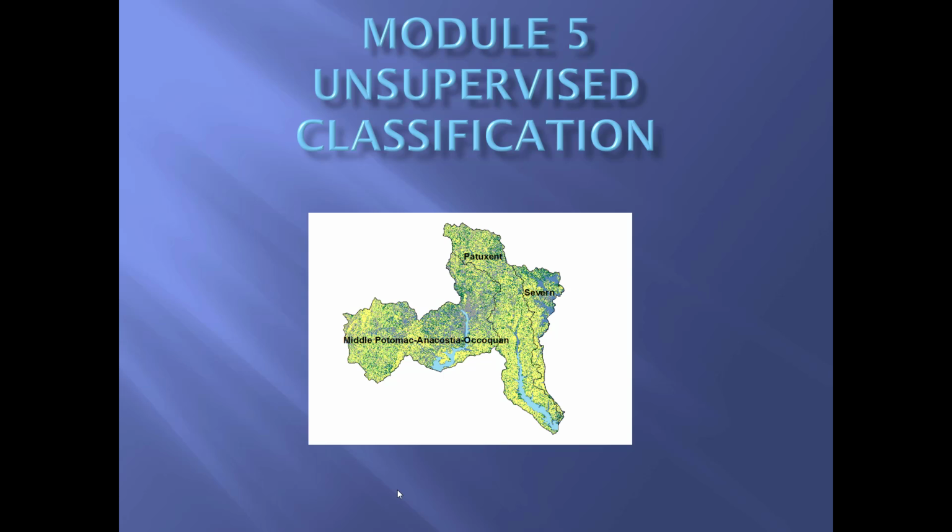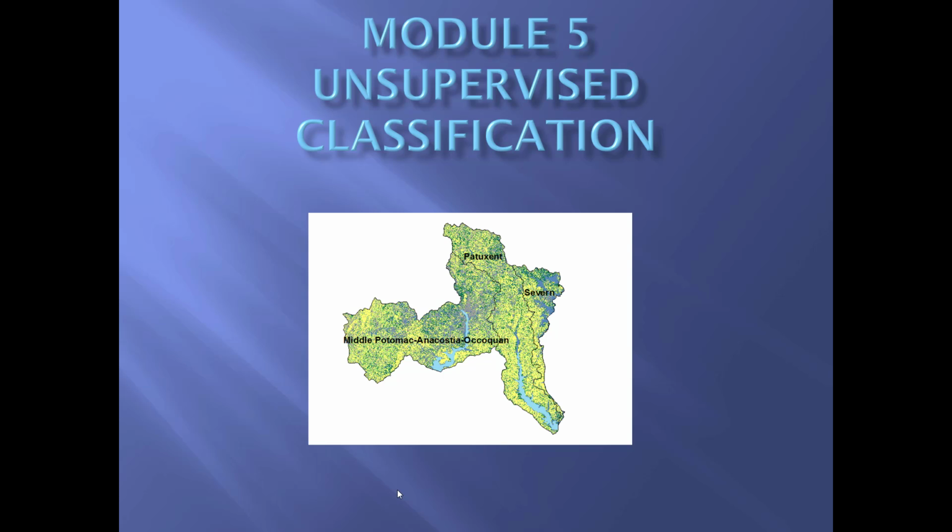This is an introduction to Module 5 of Making Spatial Decisions Using GIS and Remote Sensing. And this is going to be a coverage of unsupervised classification.